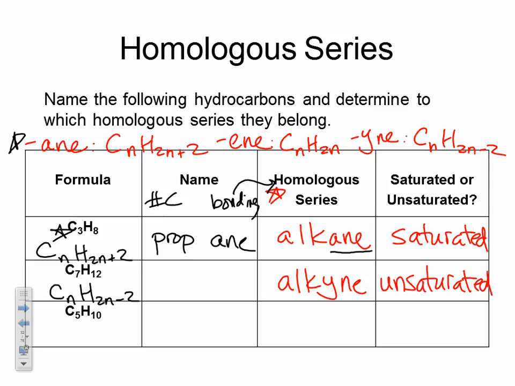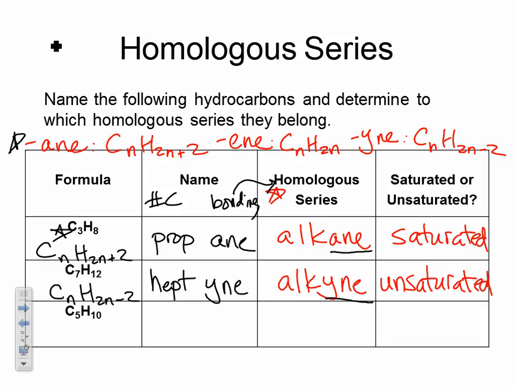Now I'm going to go back to the name. And again, the name is based on the number of carbons first, and then the bonding is second. So there are 7 carbons in this. So the prefix is hept for 7 carbons. And then I want to use the suffix for the bonding, which again, this is an alkyne, so the suffix is going to be yne. So then this is heptyne. You can tell without even having to look at the bonding, based on the pattern.